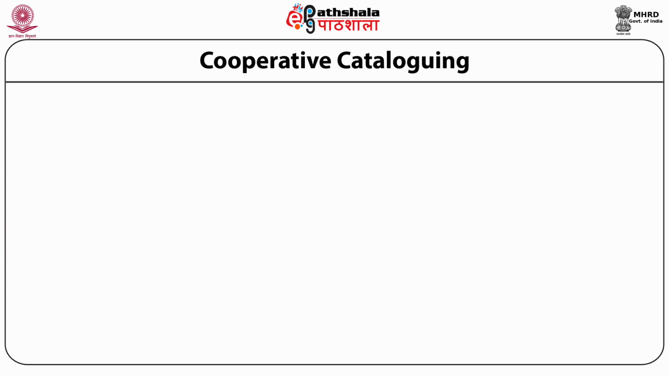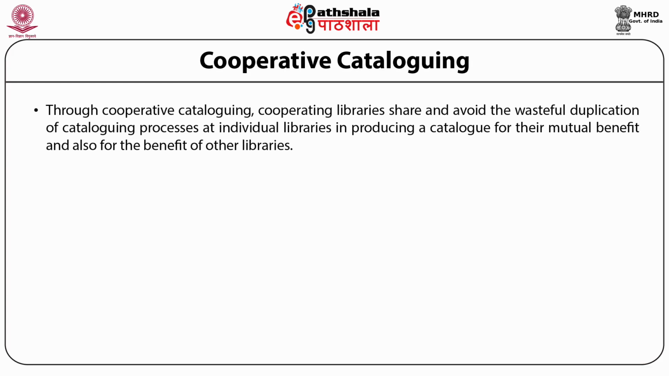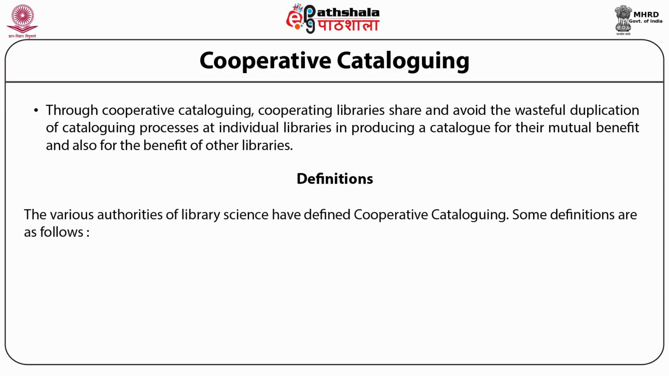Cooperative cataloging. Through cooperative cataloging, cooperating libraries share and avoid the wasteful duplication of cataloging process at individual libraries in producing a catalog for their mutual benefit and also for the benefit of other libraries. Definition of cooperative cataloging. The various authorities of library science have defined cooperative cataloging. Some definitions are as follows.